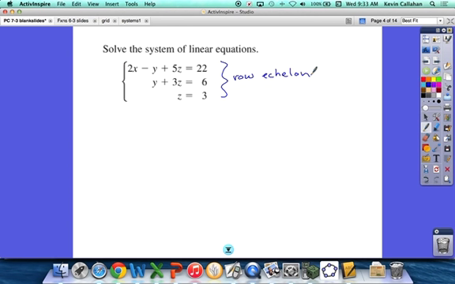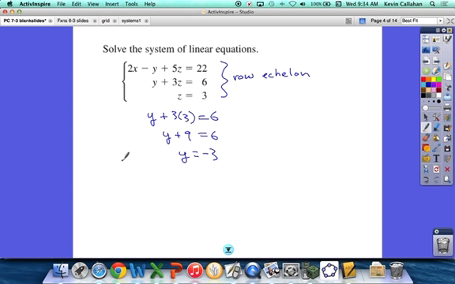And back substitution just means, again, z is 3, so we know that one. In order to find y, we'll back substitute. Oh, sorry, that was wrong. Y plus 3 times 3 equals 6. So y plus 9 equals 6. Y equals negative 3.